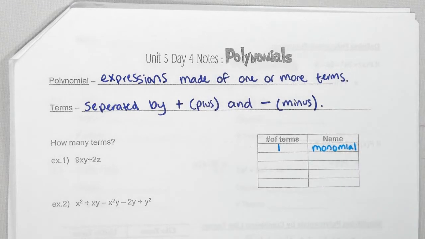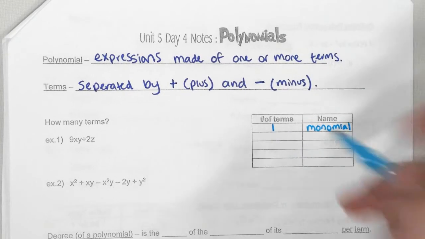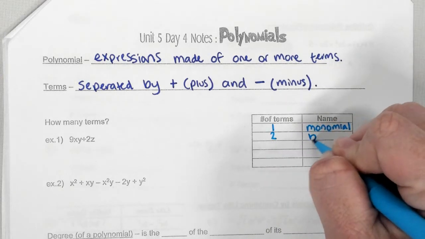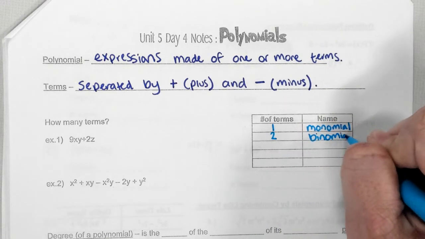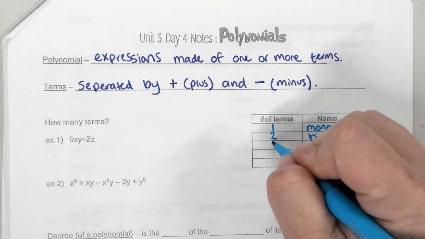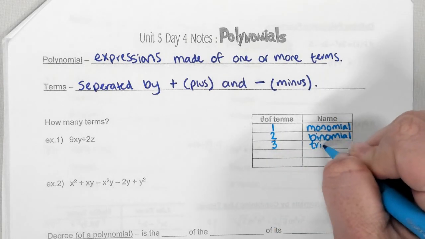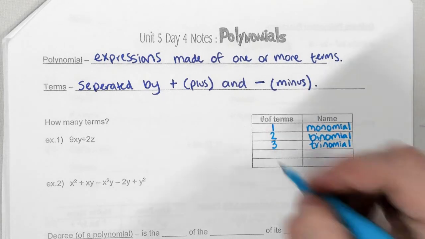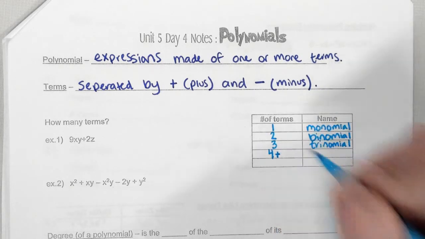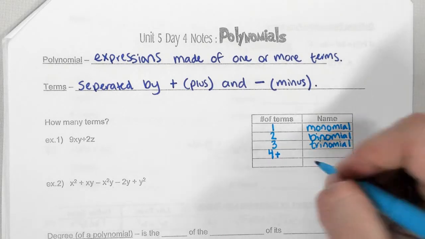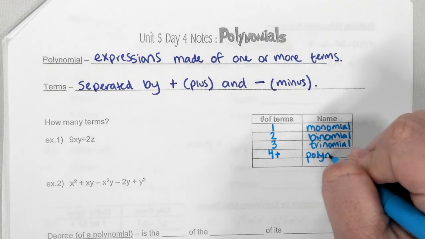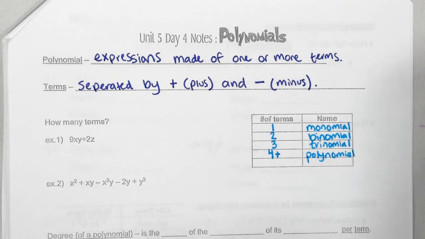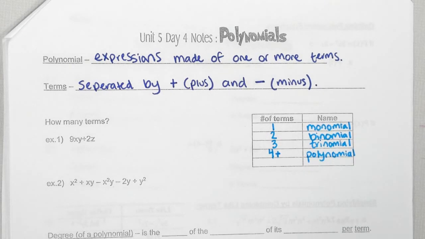Oh, I remember this. Okay, so two terms is a binomial. Oh, and 3 is trinomial? Three terms is trinomial. Oh, good. And then four, you didn't hear that? Four or more, there's no really special name for, so we just call those polynomials. Are we okay with that?